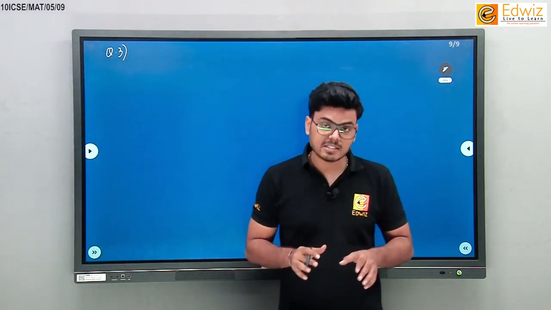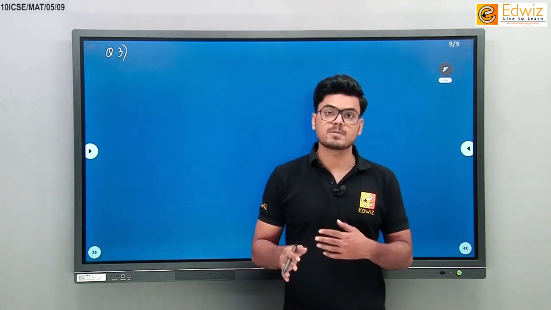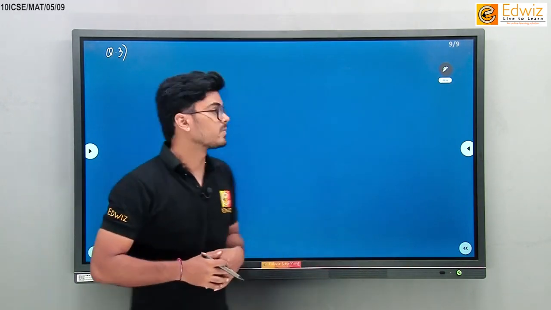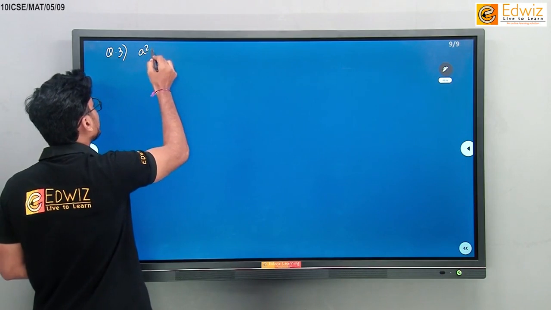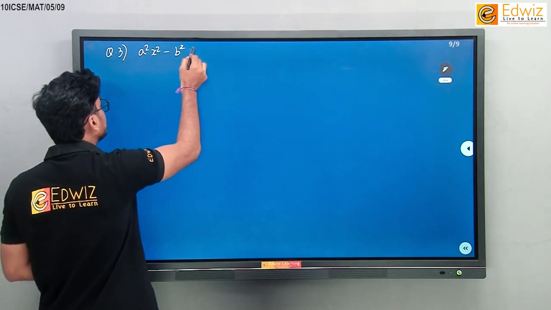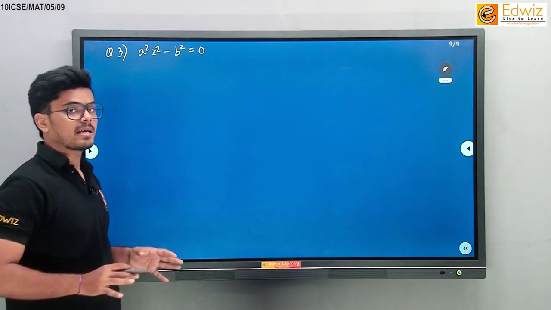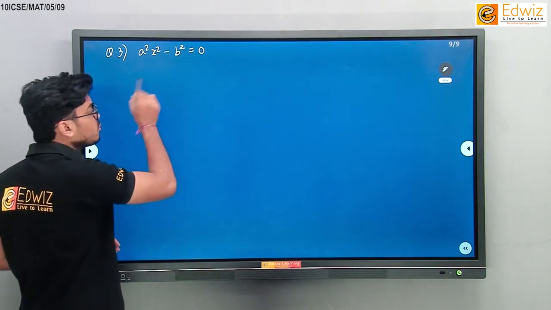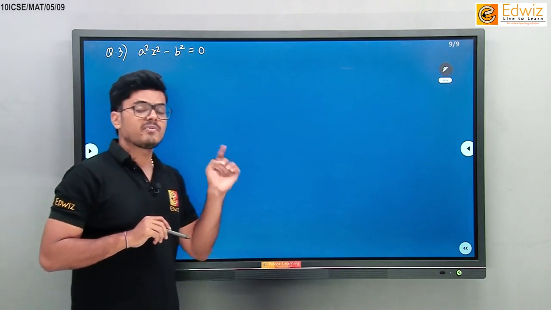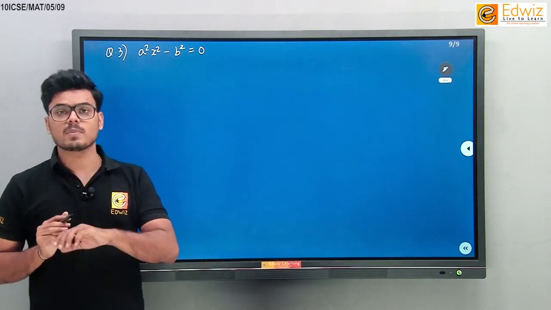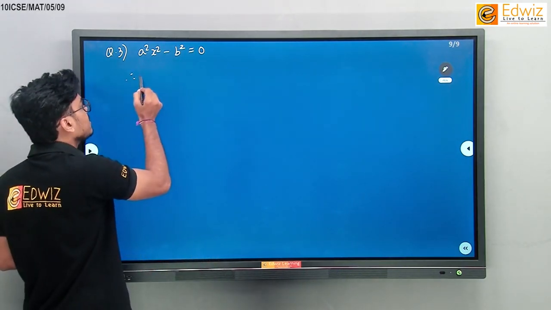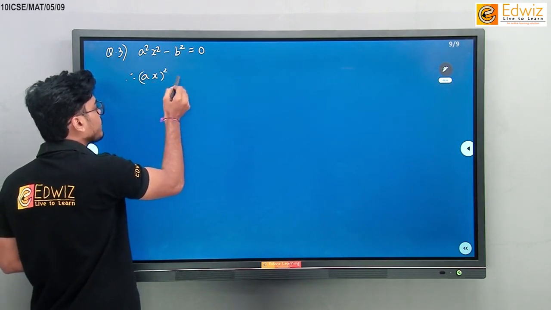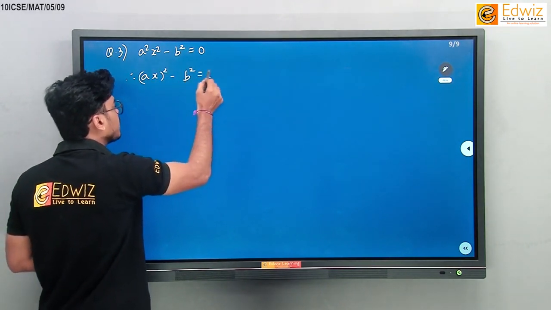The question is a square x square minus b square equal to 0. The equation is a square x square minus b square equal to 0. Once again, this is not a very difficult question. Very simple. You just have to observe it. You will see that it fits into the identity a square minus b square. Okay, this is ax the whole square minus b square equal to 0.